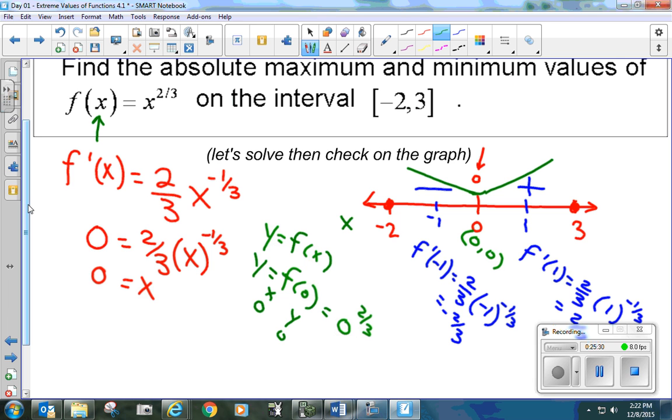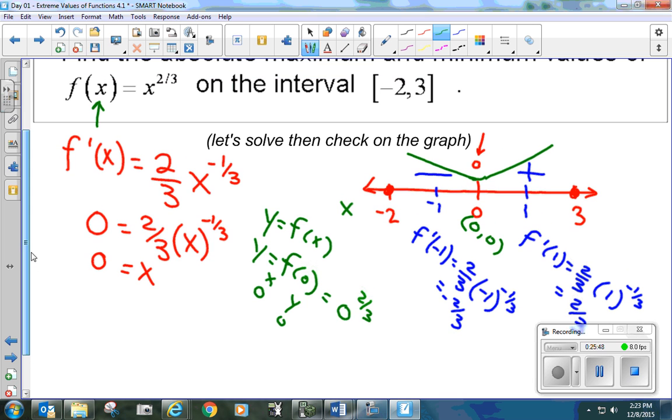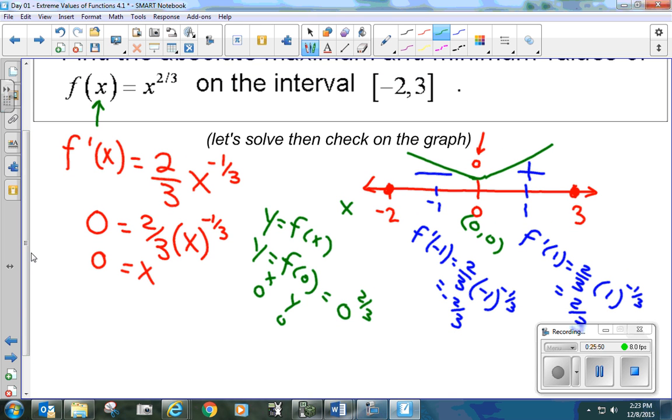So this is going to happen at (0, 0). That looks like a minimum point. I just have to determine which is going to be the max point, at -2 or at 3. Because you see the way that graph works? Nothing can be lower than that. So that's going to be my minimum point. Now what about my max point? I've got to try -2 and 3.